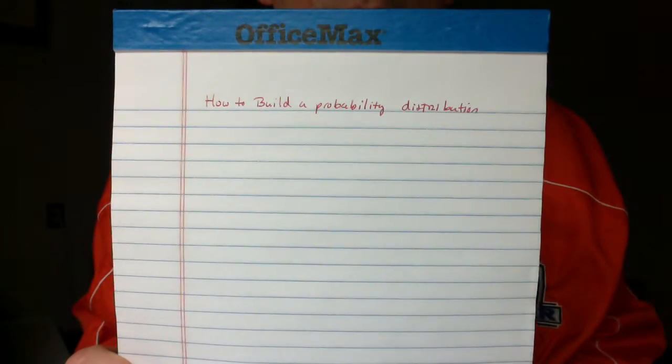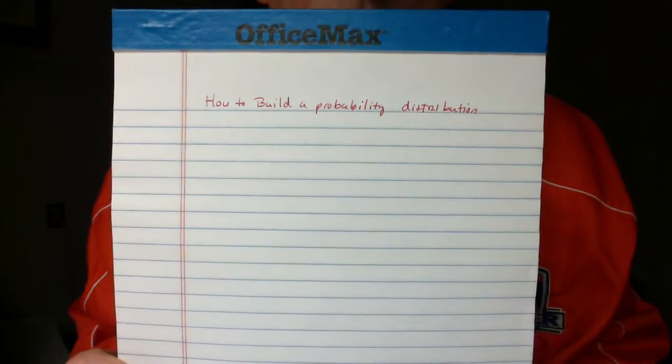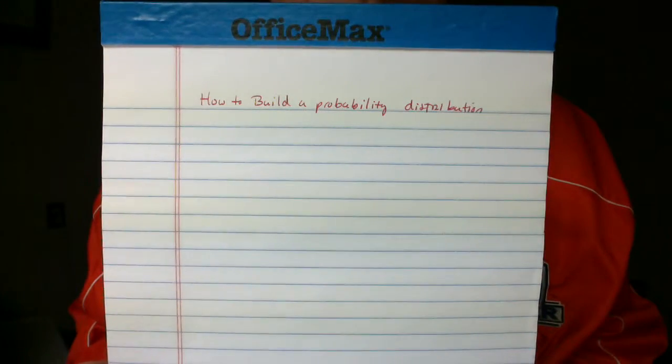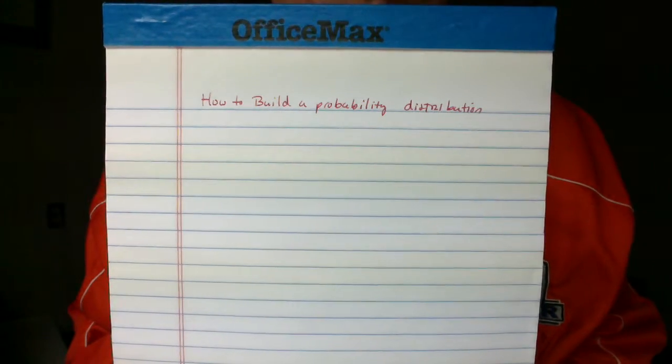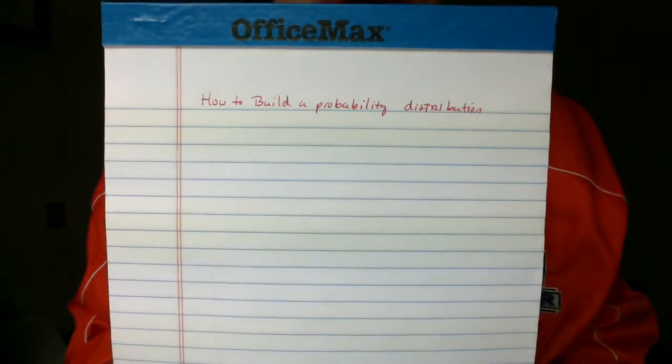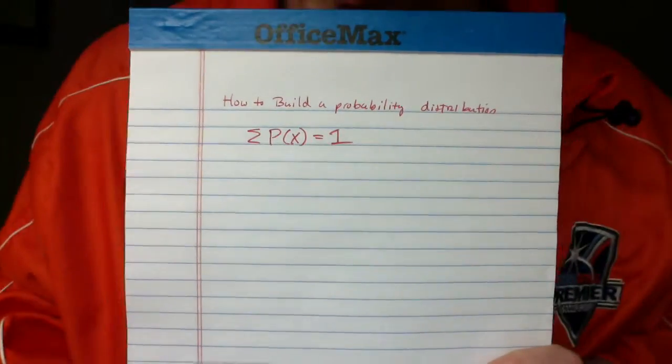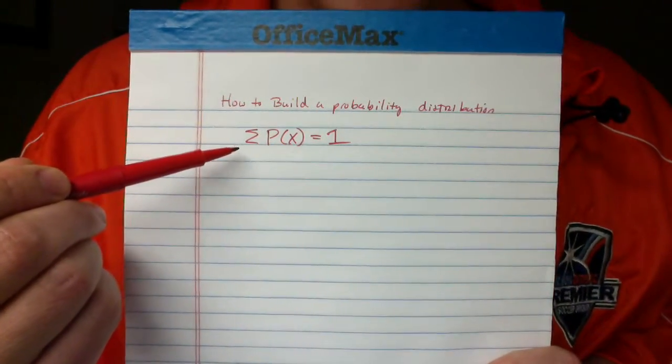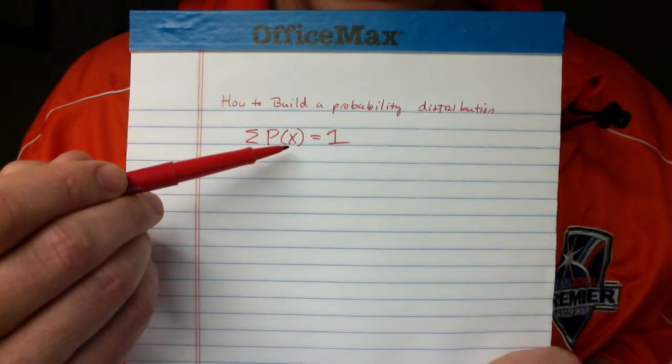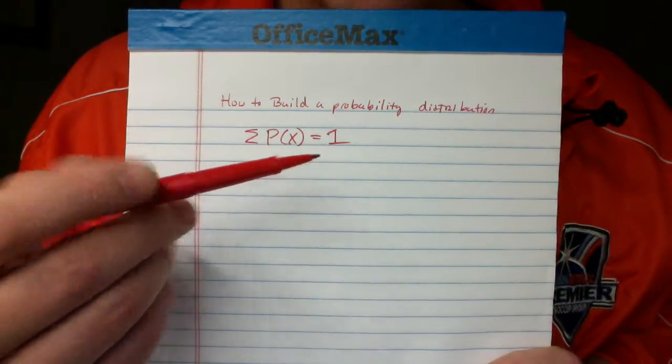Hello everybody. Today I'm going to try and show you how to build a probability distribution. Before I do that, I'm going to bring up two or three ideas about a probability distribution and some notation issues. First of all, in order for something to be a probability distribution, the sum of all the probabilities of the events has to add to 1. Our notation is this. That's the sum. It means you add up all of the probabilities of each one of the events, and they have to sum to 1. Right?